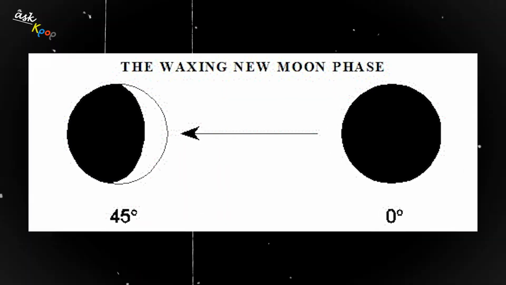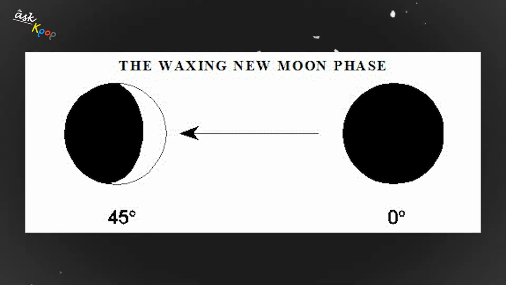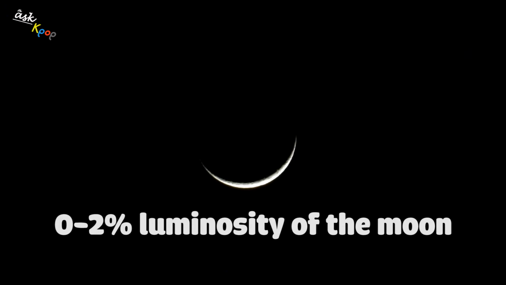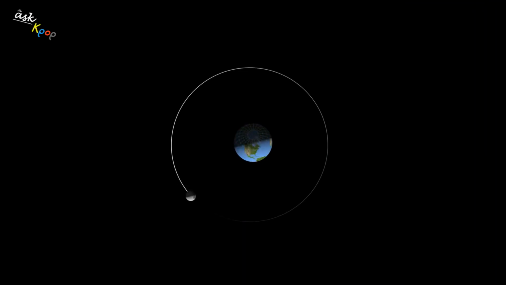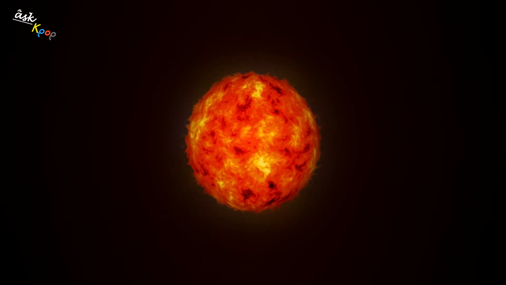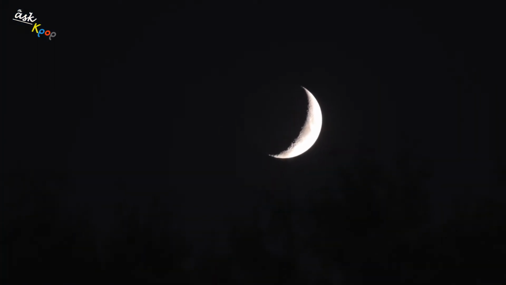It is the first day of the month. During this phase, it runs from 0 to 45 degrees. We can only see 0 to 2% of the moon when it is new. Over the next 2 to 3 days, the moon turns an angle in its orbit. Its edge facing the Earth is gradually illuminated by the Sun, so we see a waxing crescent in the sky. We can find the moon coming out 3 or 4 days after the new moon.